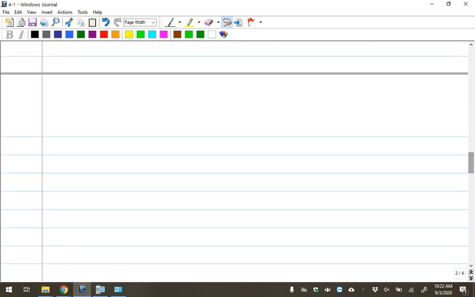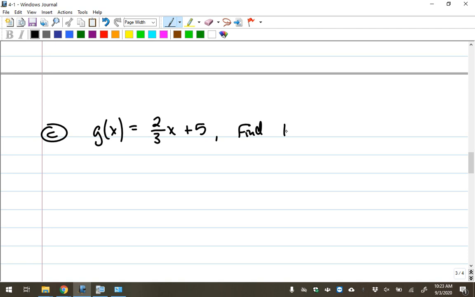All right, part C, or example C. Changing functions here, g of x is 2/3 x plus 5. Find the intercepts. What does it mean, find the intercepts? What kind of intercepts do we have? Y and x, that's right.